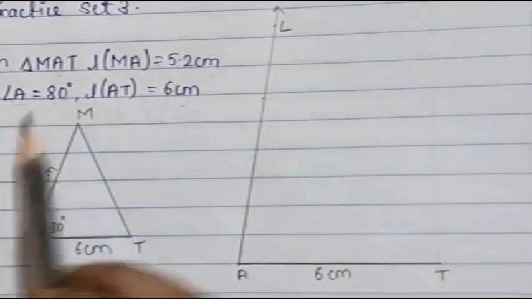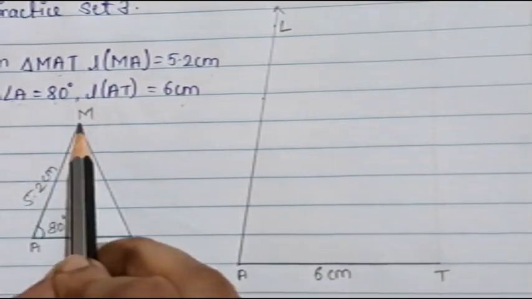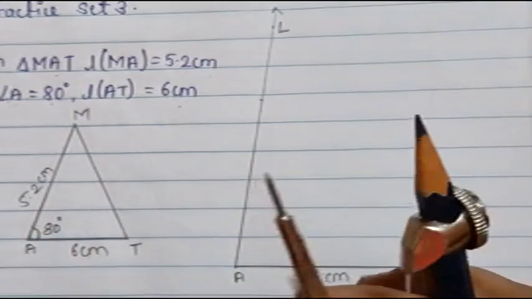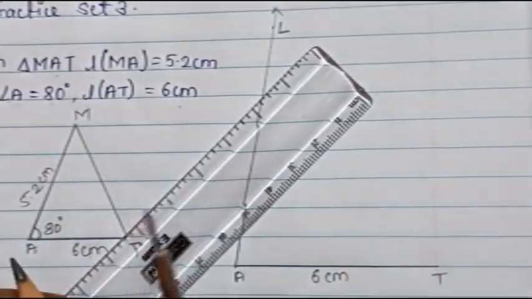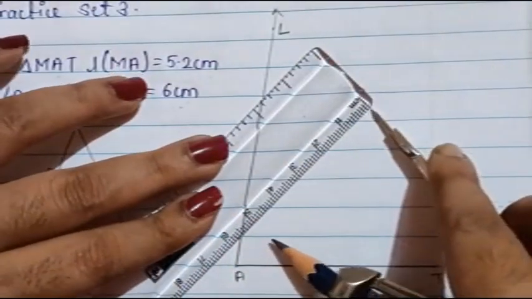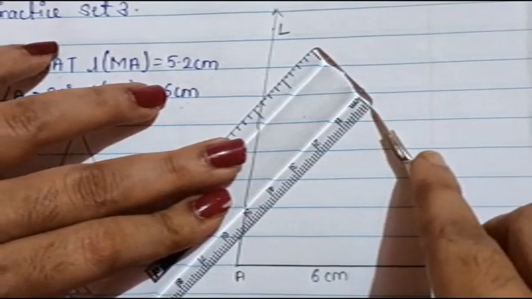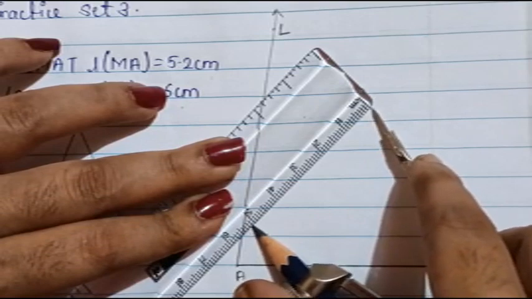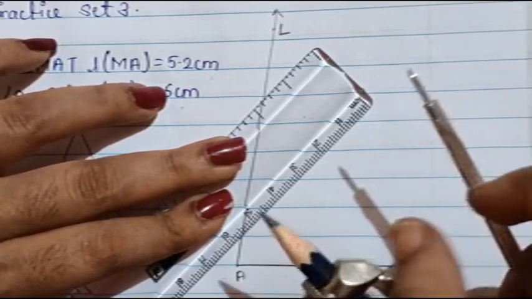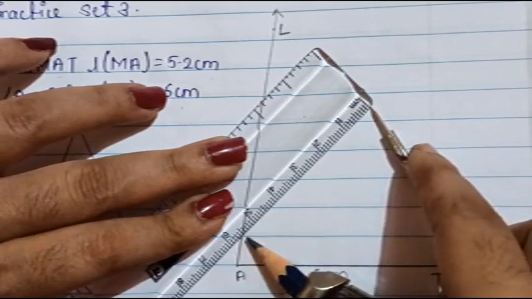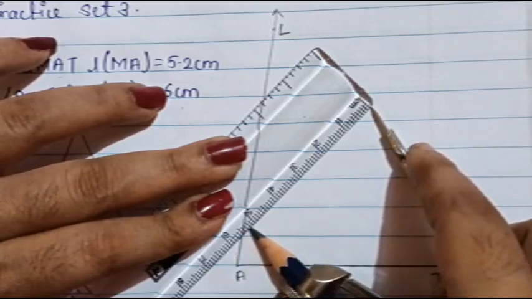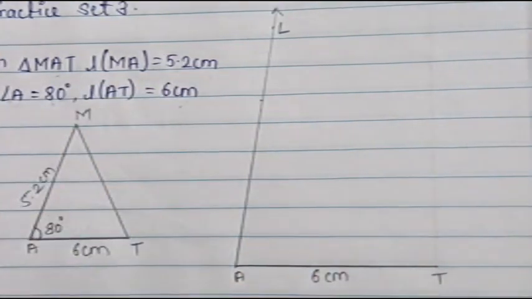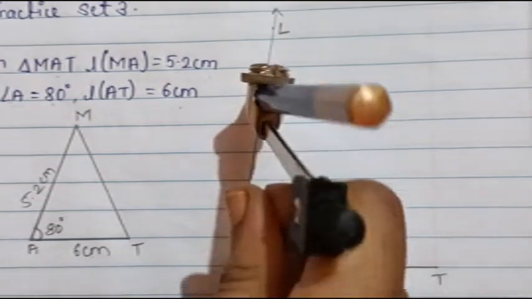Okay, now the next, third step is that you have to take the point M with the help of divider, that is 5.2 centimeter. So you have to measure it, 5.2 centimeter. Okay, so I'll measure it. 5.2 centimeter we want. Yes, this is exactly 5.2 centimeter. Now we will cut the line.